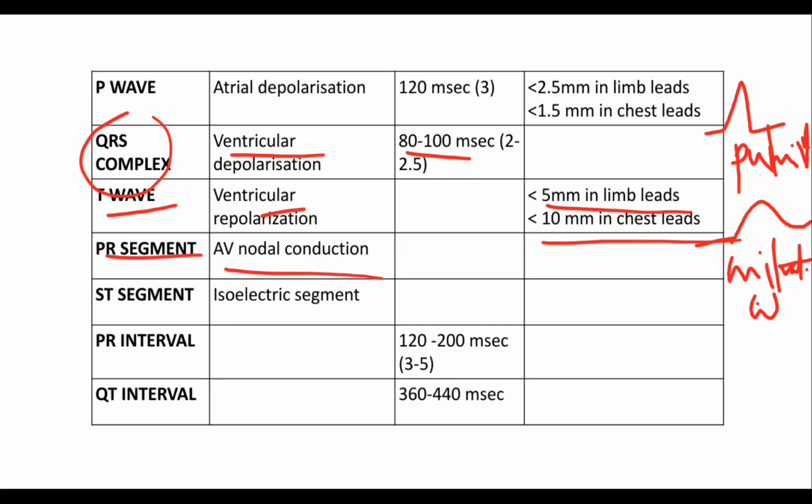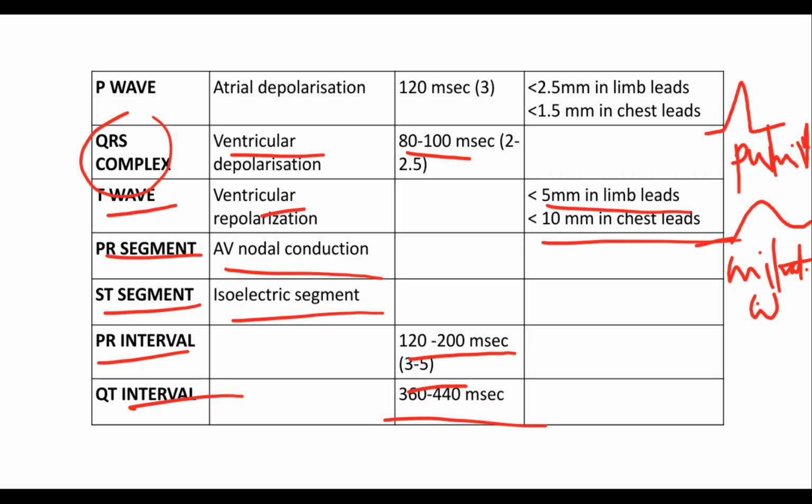PR segment is the AV nodal conduction. So you have to see if the PR segment is prolonged or the PR interval is prolonged. PR interval is prolonged in heart blocks. ST segment has to be isoelectric. If there is any elevation or depression, it can be due to MI or any other pathology like pericarditis. Also, you can get a uniform ST segment elevation. PR interval, usually it's 120 to 200 millisecond. Anything more than 200 millisecond is called a prolonged PR interval.